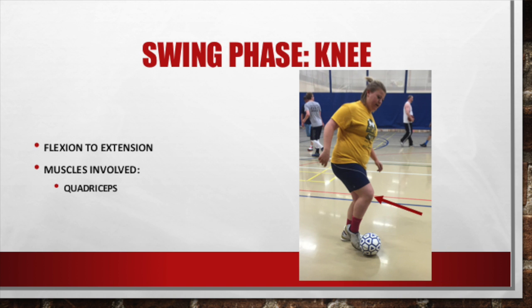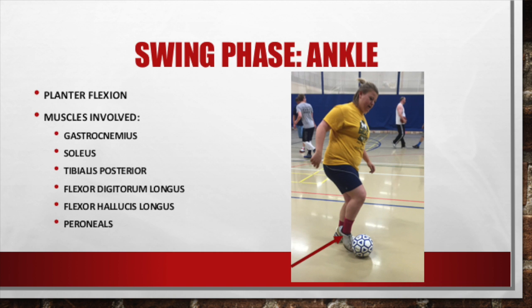During the swing phase, the knee begins in a flexed position and moves into an extended position. The muscles involved include the quadriceps. During the swing phase at the ankle, the foot remains in a plantar flexed position, and the muscles involved include the posterior and lateral muscles of the foot and ankle.